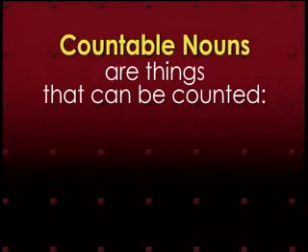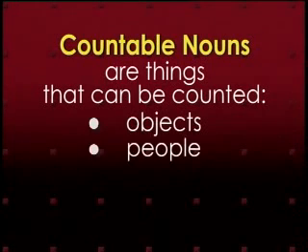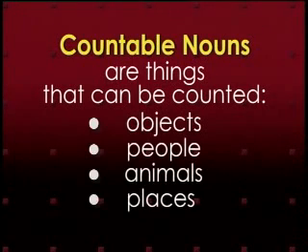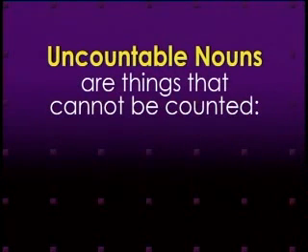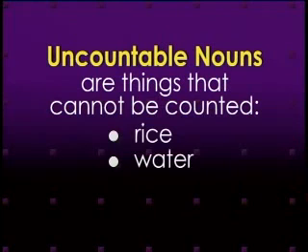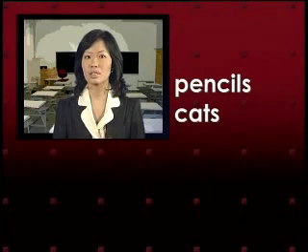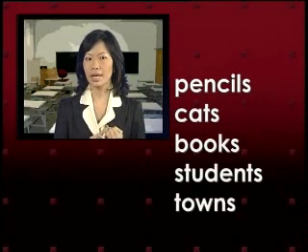A countable noun refers to things that can be counted, such as objects, people, animals, and places. An uncountable noun is for things that cannot be counted, like rice, water, and sugar. Let's start with countable nouns. These must be separate things that can be counted, such as pencils, cats, books, students, and towns.